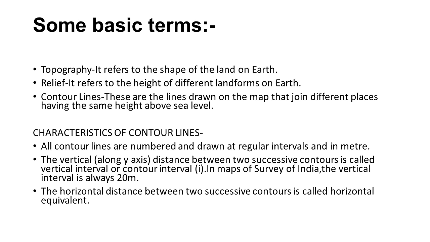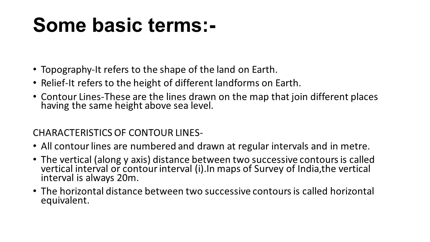Contour lines are the lines drawn on the map that join different places having the same height above sea level. And here I would like to add one point, that contour lines never cross each other. Next is characteristics of contour lines. All contour lines are numbered and drawn at regular intervals and in meters.